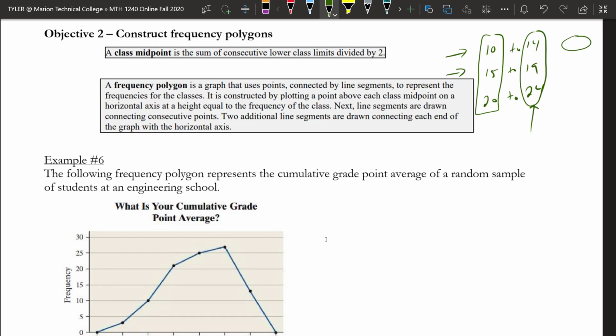A frequency polygon is a graph that uses points connected by line segments to represent the frequencies for the classes. It's constructed by plotting a point above each class midpoint on a horizontal axis at a height equal to the frequency of the class. Next, line segments are drawn connecting consecutive points, and then 2 additional line segments are drawn connecting each end of the graph with the horizontal axis.